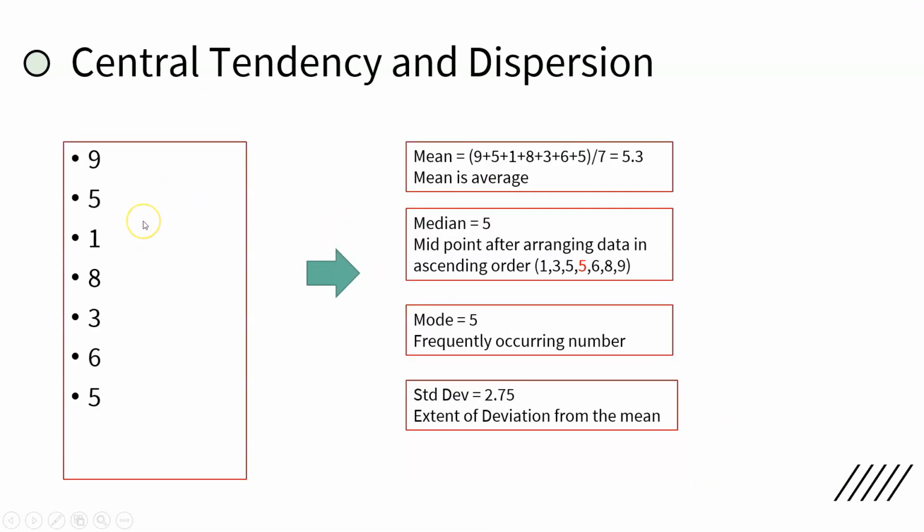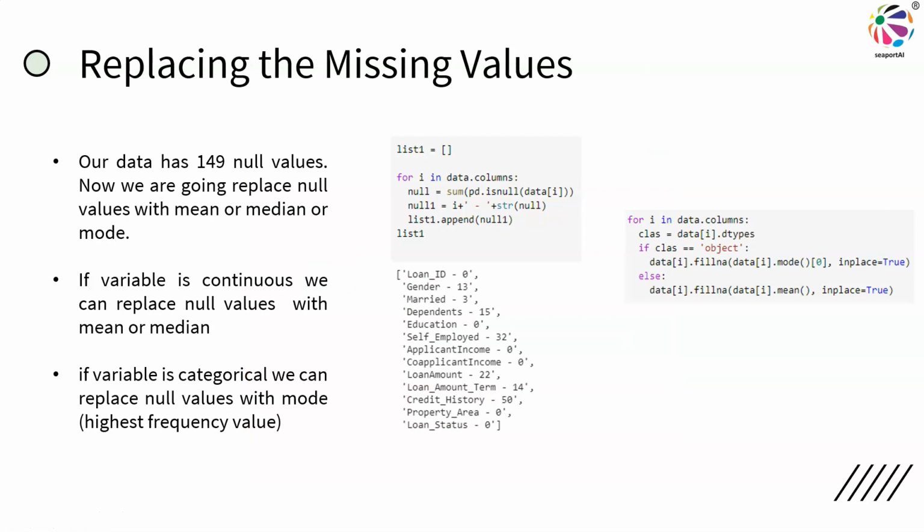This is something we saw in the previous session. Mode is the frequently occurring number, right? Median is the midpoint after arranging data in ascending order. Mean is the arithmetic average, right? So if you have missing values corresponding to continuous data, you use either mean or median. If the missing data corresponds to a categorical type of data, use mode, right? That's all. Very simple, right?